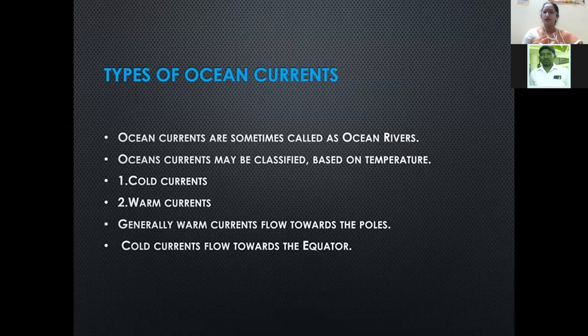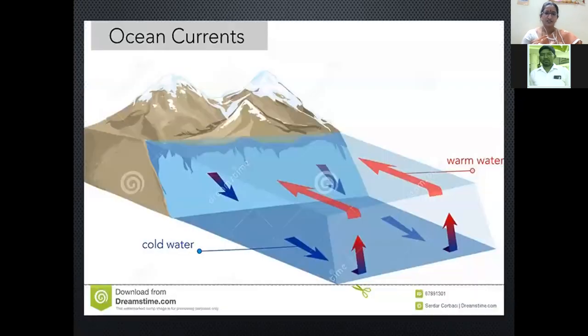And what about cold ocean currents? They move from the polar region to the equator. This is the difference between these two, and it helps us to control the climate. If you observe this red color, the warm ocean currents are moving towards the polar region, and the blue colored cool ocean currents are coming towards the equator. They become warm and again go back. So it is a continuous process.